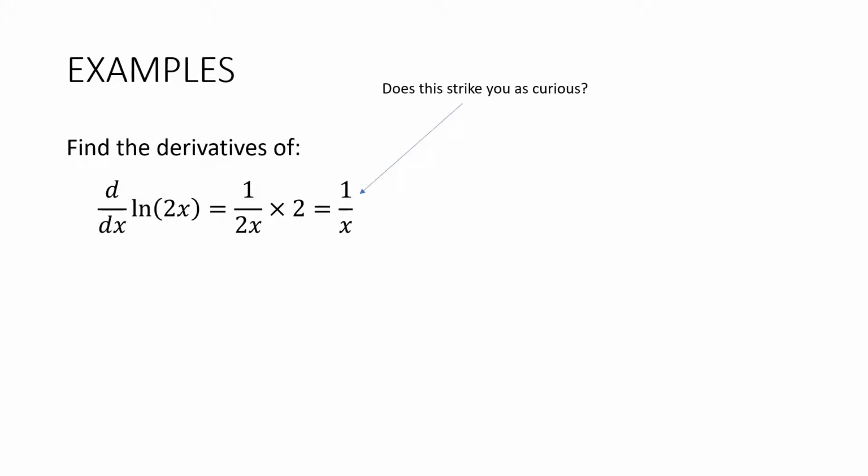Now, does this strike you as curious? It's the same derivative as ln x. And in fact, if we had ln 3x, we'd get the same thing. 1 over 3x times 3 equals 1 over x. And if we remember our log laws, it actually makes sense. So have a look at log 2x. When we've got a product, we can separate them out, can't we? So this is going to be ln 2 plus ln x. All right, what happens when we differentiate this?